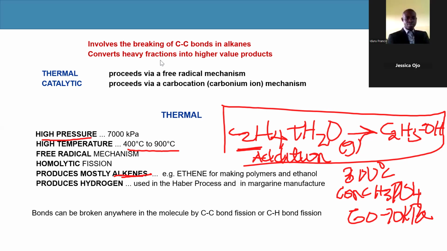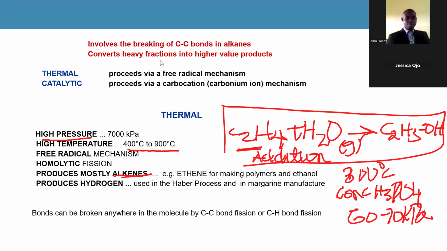So alkene is of higher demand. So the aim of thermal cracking is to produce plenty of alkenes, especially ethene, propene, butene, like that, because of their usefulness in the world market. Very, very useful. Then you can also produce hydrogen.